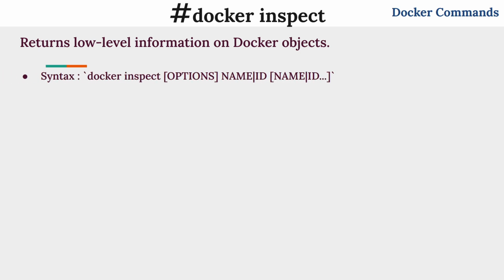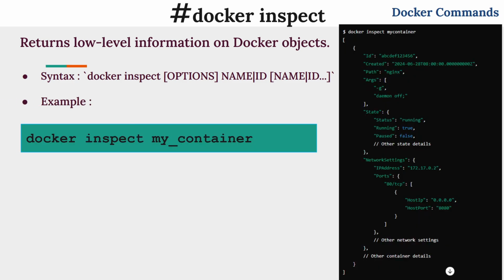Let's see the syntax: docker inspect, options, name, ID. Options are additional options to format or filter the output. Name, ID is the name or ID of the Docker objects you want to inspect. The docker inspect command is invaluable for obtaining detailed, structured information about Docker objects. It helps in understanding how objects are configured and their current state, which is essential for debugging, monitoring, and managing Docker environments. Using the -f option to format the output can greatly simplify the extraction of specific details from the JSON data. Let's see the next command.